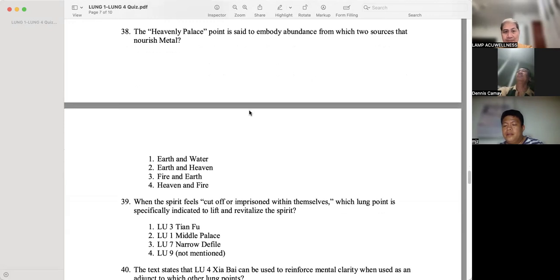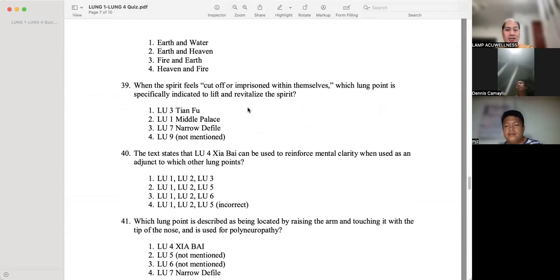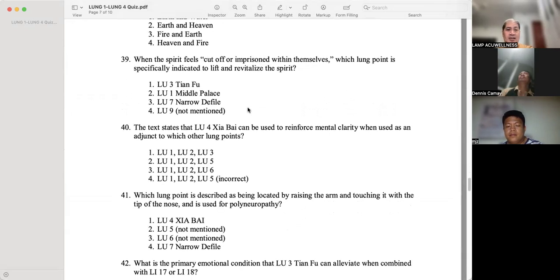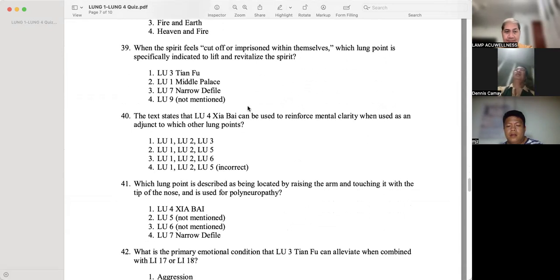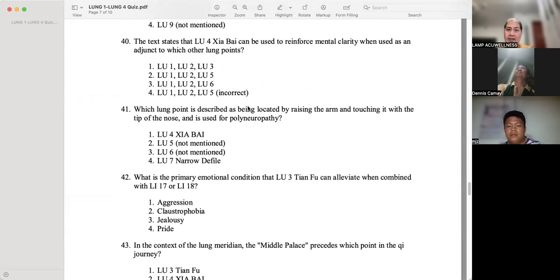Earth and heaven. When the spirit feels cut off or imprisoned within themselves, which lung point is specifically indicated to revive and revitalize the spirit? Lung 3. The text states that lung 4 can be used to reinforce mental clarity when used as an adjunct to which other lung points?